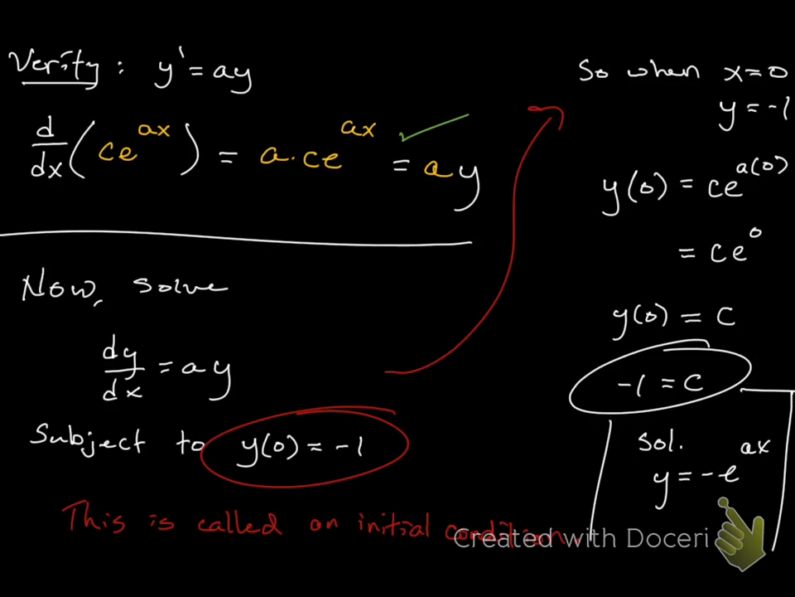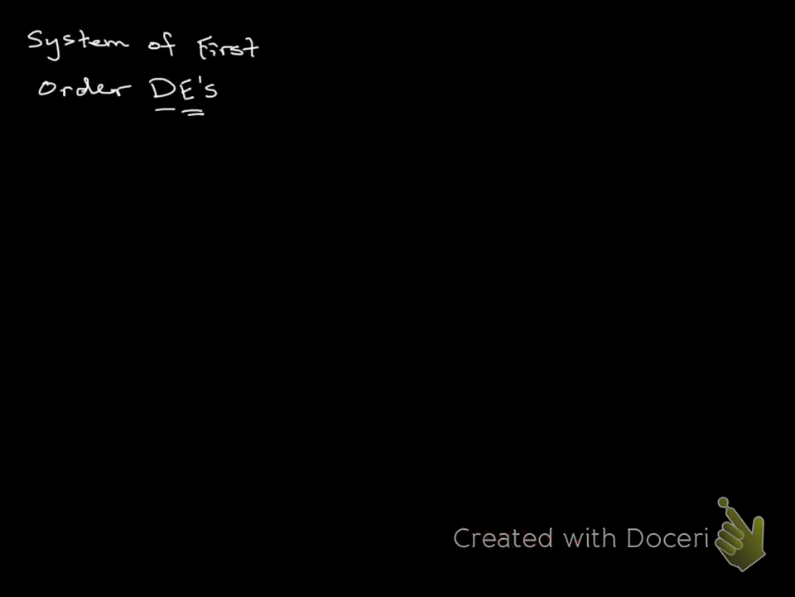So that's just a basic separable differential equation there with an initial condition and kind of without. Without, there'll still be c's left over. With, we'll be able to determine what those c's are. Okay. So now we look at a system of linear first order differential equations.